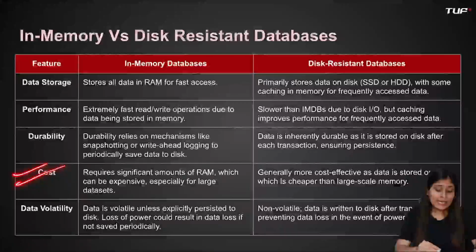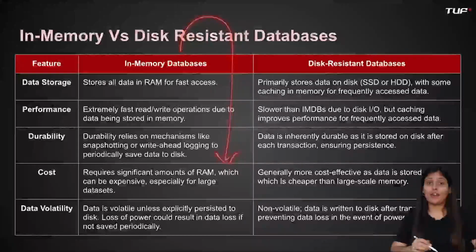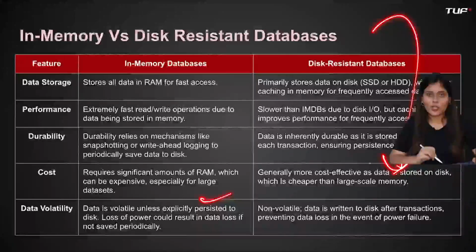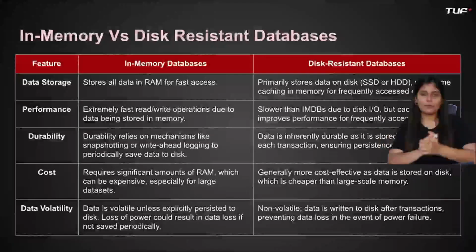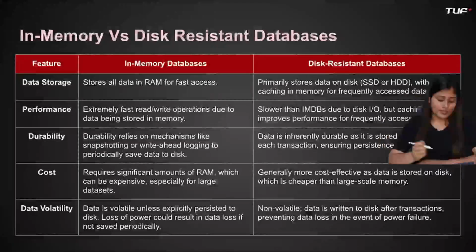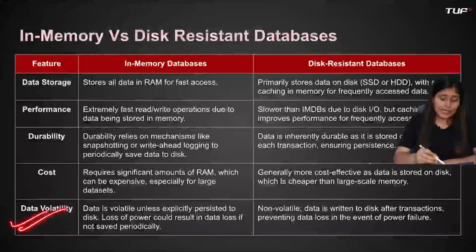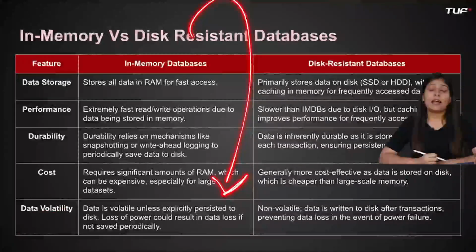Talking about cost, in-memory will be costly because here we are managing RAM or cloud services. But in the case of a disk database, it is very cost optimized because disks are comparatively very cheap in price compared to in-memory databases. Data volatility. In the case of an in-memory database, data is volatile.